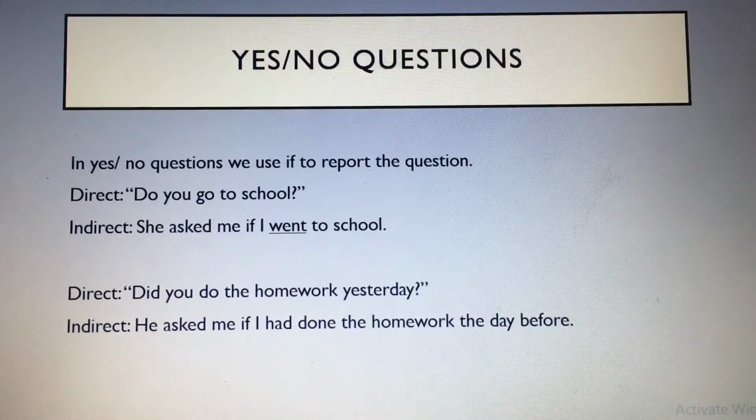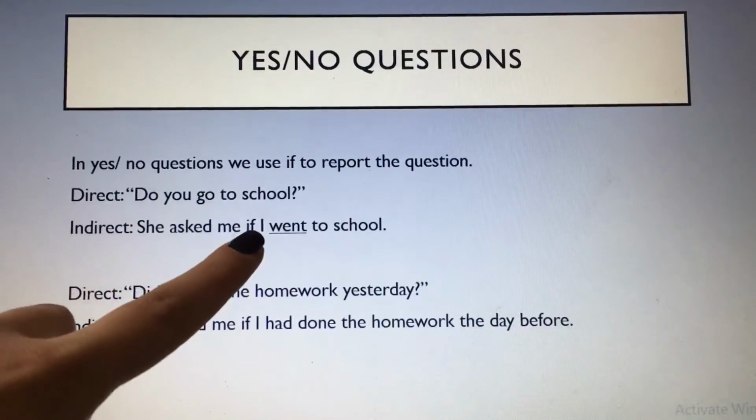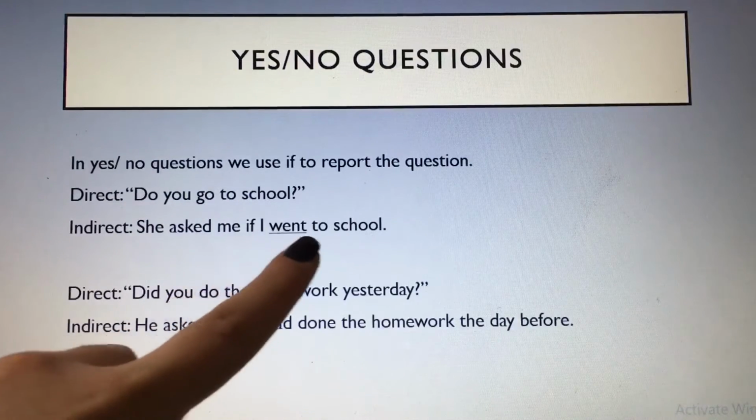For example, do you go to school? We have a question here that we want to change from direct speech to indirect speech. Indirect: she asked me. We must always use she asked me. If is necessary. If I went to school.